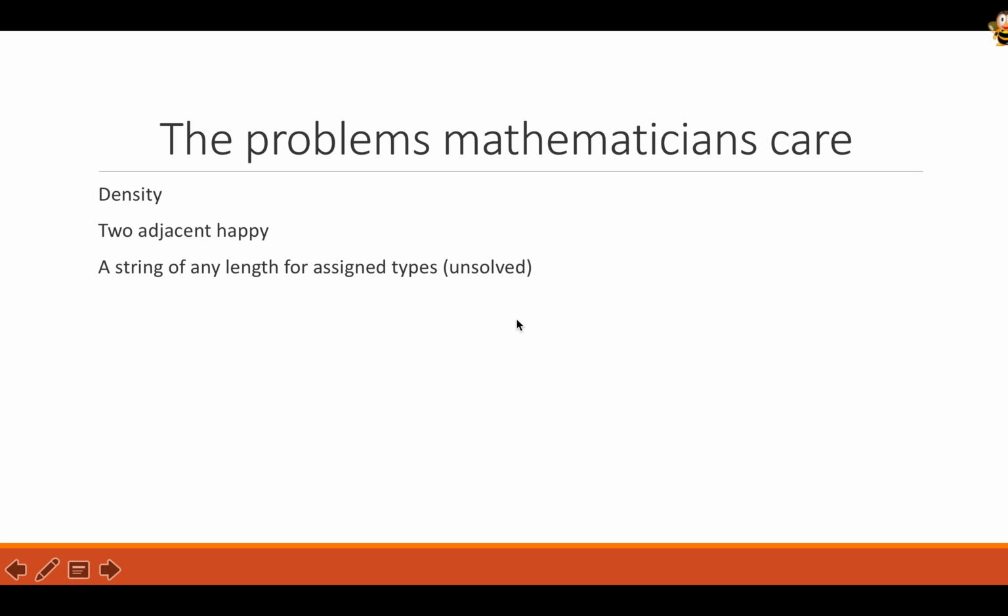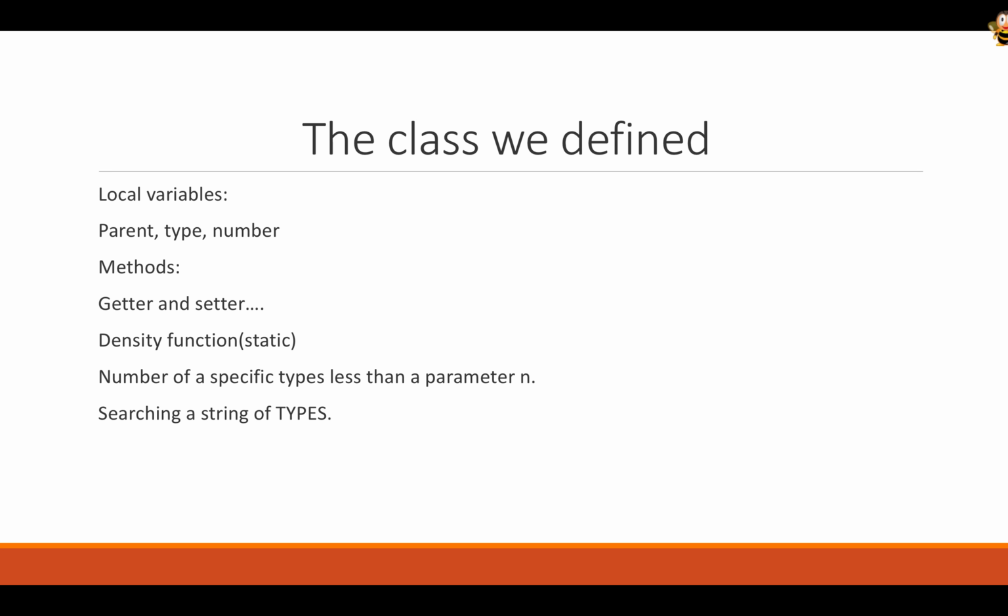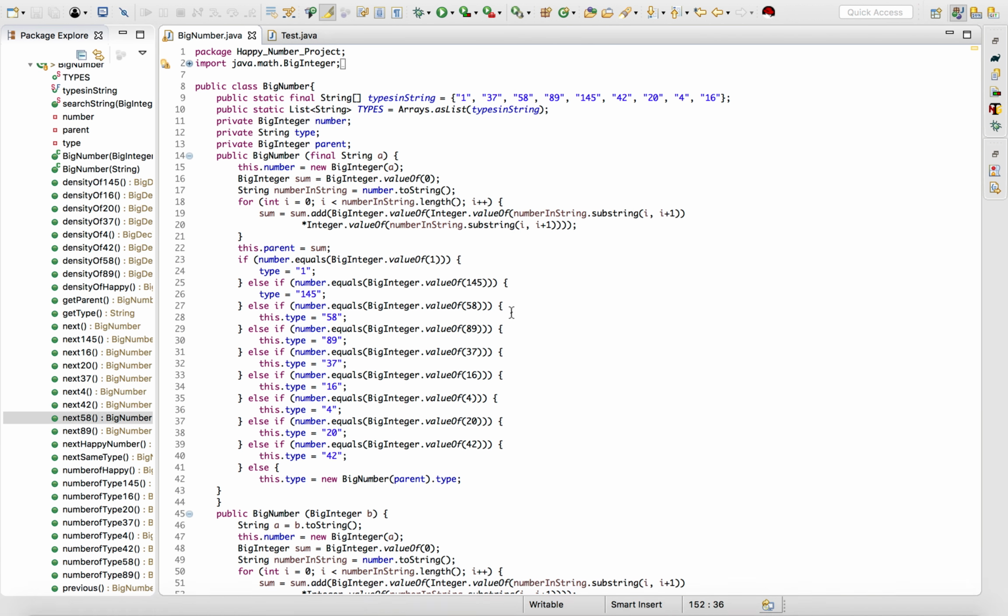Now let's introduce Jia Yuan to explain our class. We create a class called BigNumber to calculate the type of a number, to see if it's happy or unhappy, like other types. This class has 3 parameters. The first one is the number, the second one is the parent, which is the result of applying the method, and the third parameter is the type. And we have 4 kinds of methods.